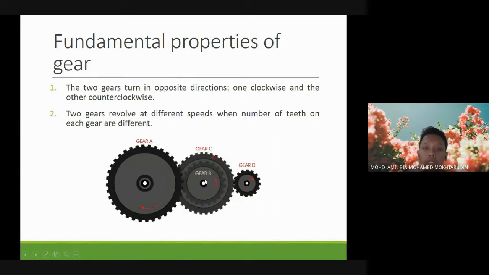So when two gears are connected with each other, one rotates clockwise, the other will rotate counterclockwise. Two gears revolve at different speeds depending on the number of teeth. Let's say gear A has many teeth, then the rotation will be slower compared to gear B. Let's look at this speed and teeth on the next slide.